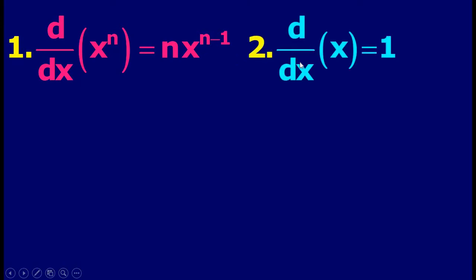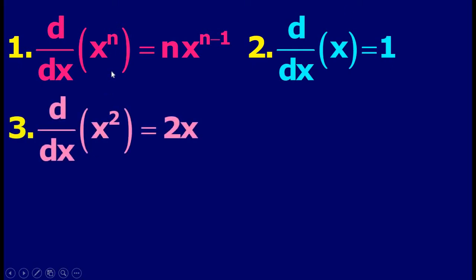Next, it is d by dx of x equal to 1. When we use this formula here, we have x power 1. So the differentiation of x power 1 is 1 into x to the power 1 minus 1. It is x power 0. X power 0 is 1 only. So therefore, d by dx of x is 1.